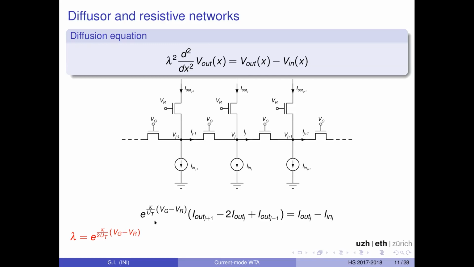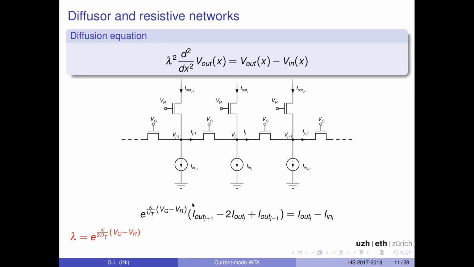And again, you can write this e to the kappa over Ut, Vg minus Vr, as a lambda. And if you actually have e to the kappa over 2 Ut, you can even write this as lambda squared, which is exactly the same term of the diffusion equation.